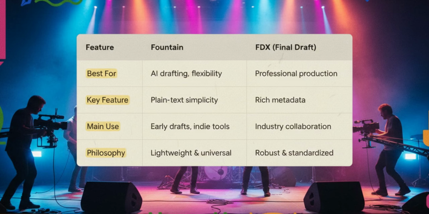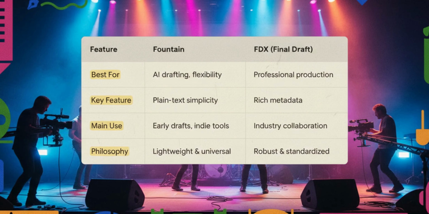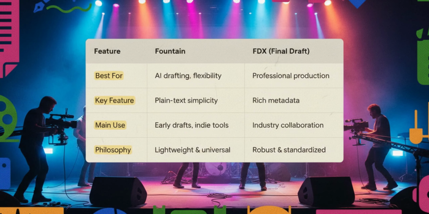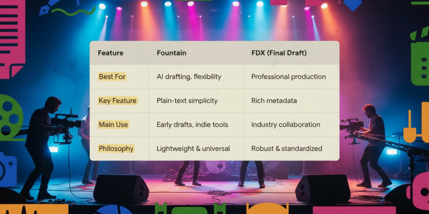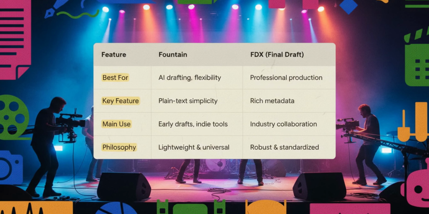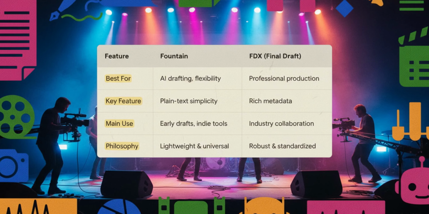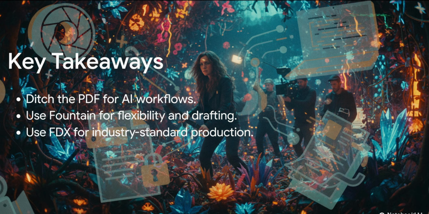You choose FDX when you're prepping a script for a professional production, and you need to collaborate with an industry level team that relies on that rich metadata. So here's what you really need to remember for any AI workflow. It is time to ditch PDF. Embrace Fountain when you're drafting and just need that flexibility, and when it's time to go pro, FDX is your industry standard powerhouse.